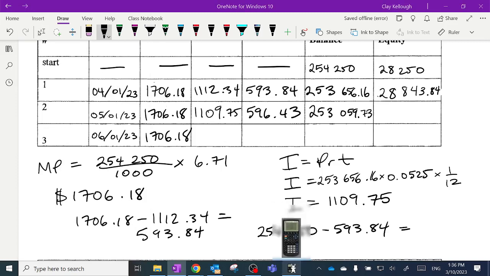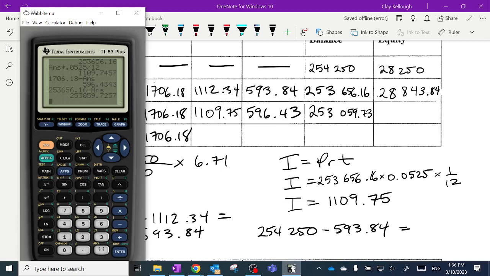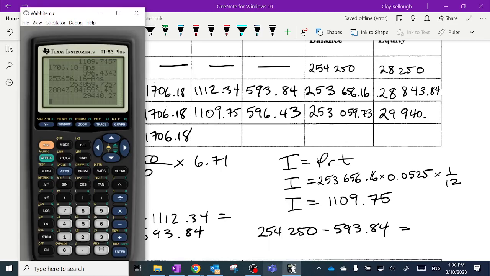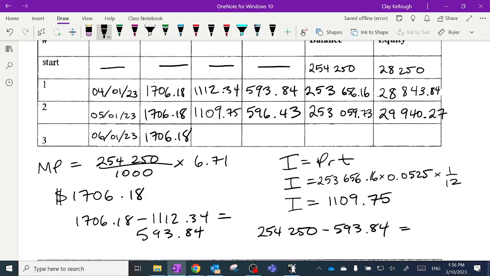And my new equity is this number plus that number. Well, I'm going to have to probably punch that in. So that's going to be 28,843. I know I did that one in my head last time, but now there are decimals on it, and I don't trust my head anymore. So this plus this, 596.43, gives me 29,440.27.